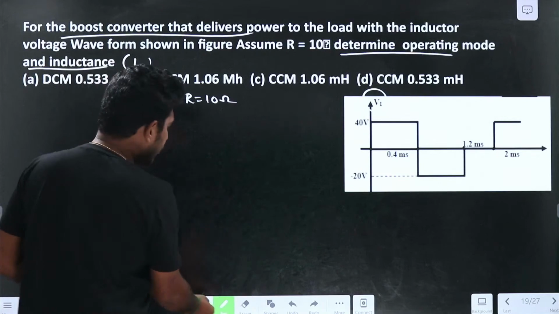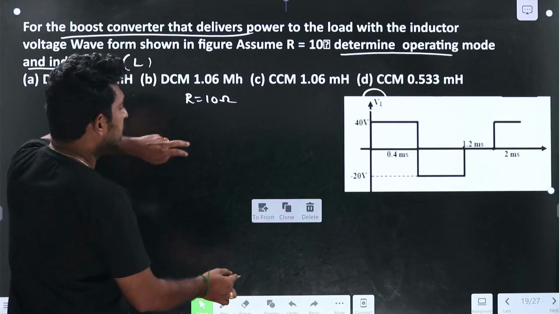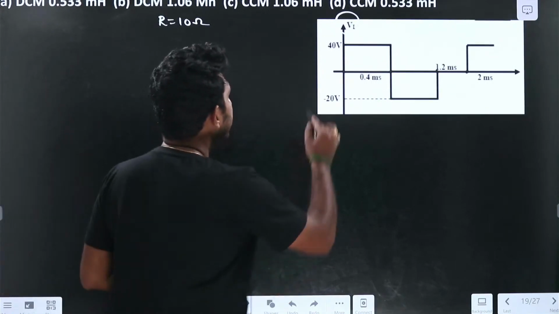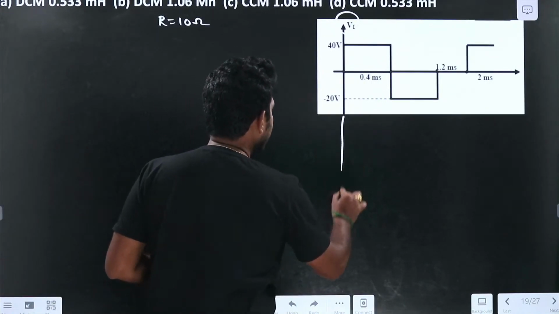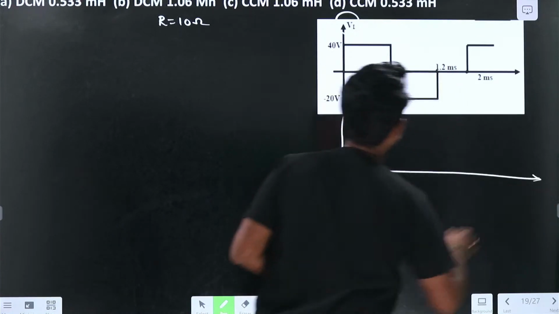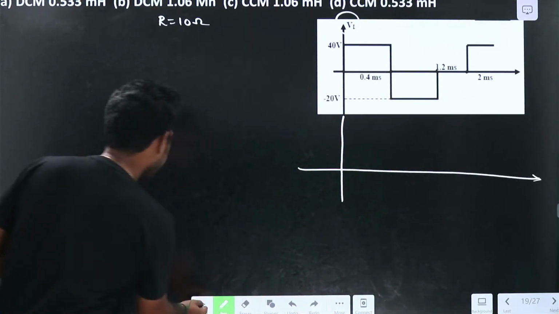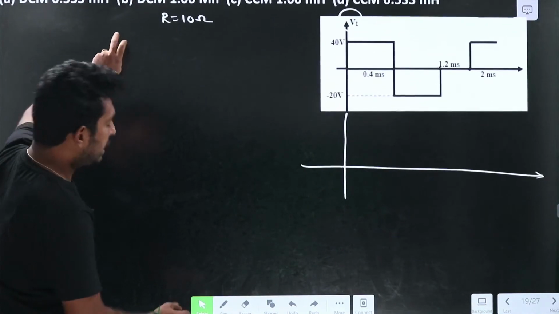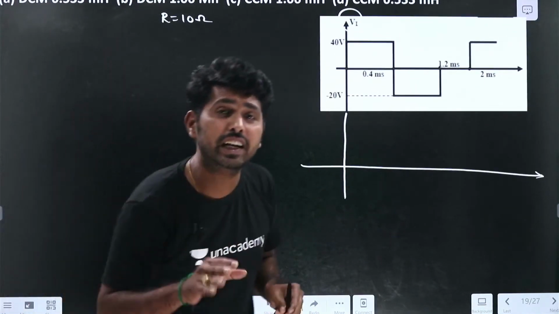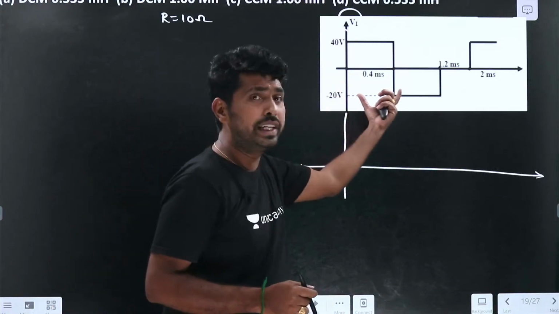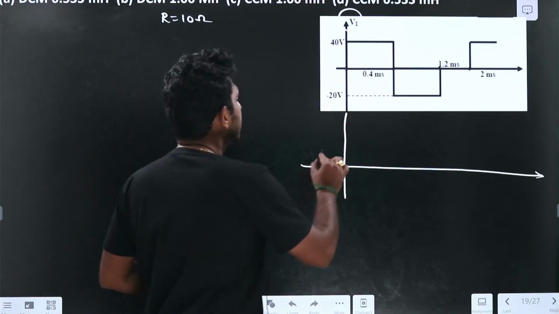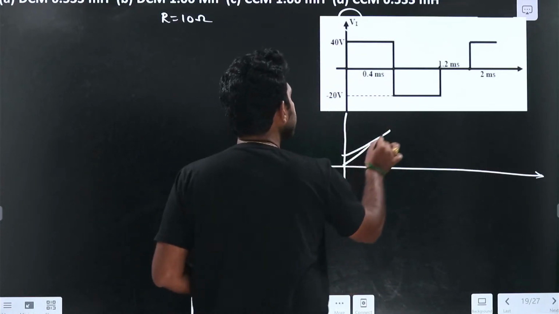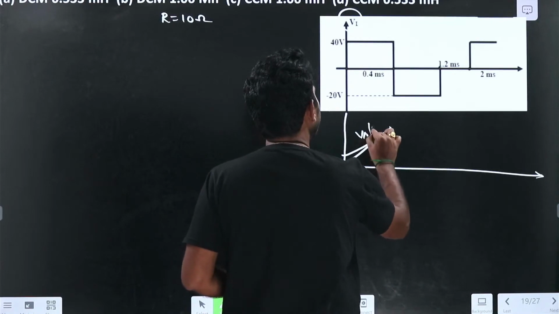if I draw the inductor current for this, how would the inductor current be? Because it was given as a boost converter, right? If I draw the inductor current, from 0 to dT, that is 0 to 0.4 milliseconds, it will be Vs by L, right?